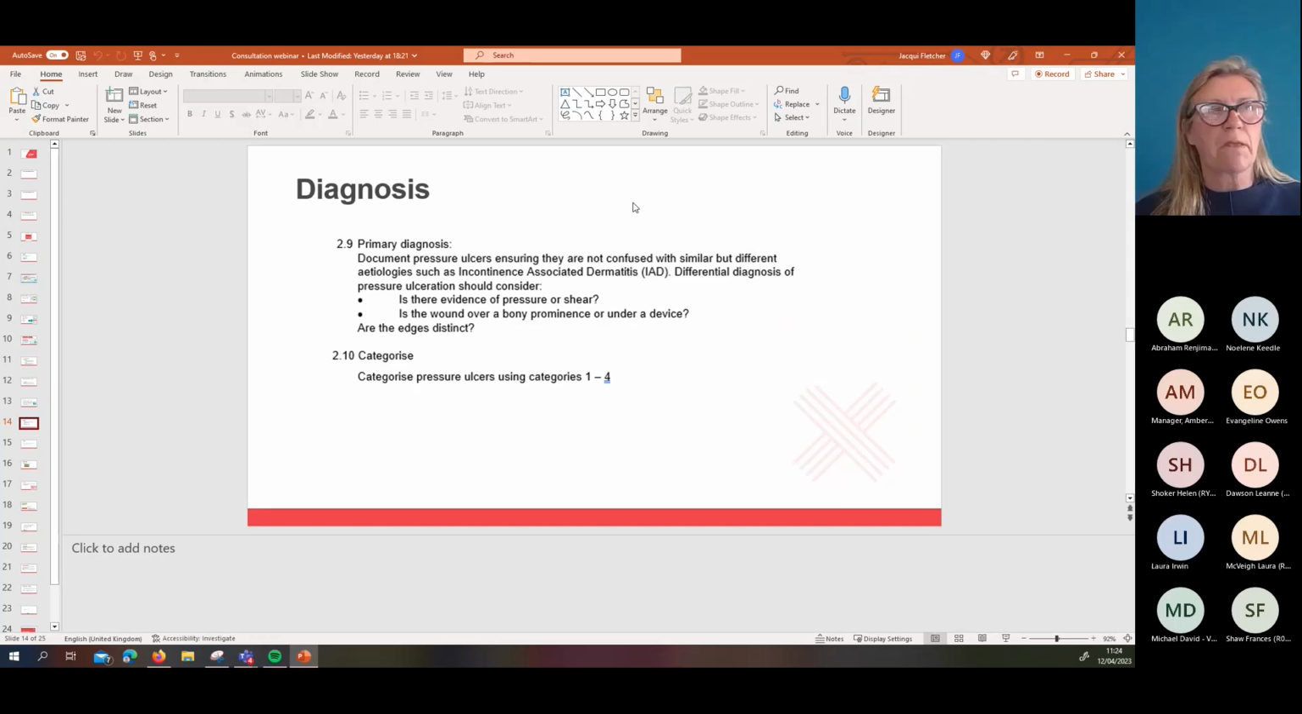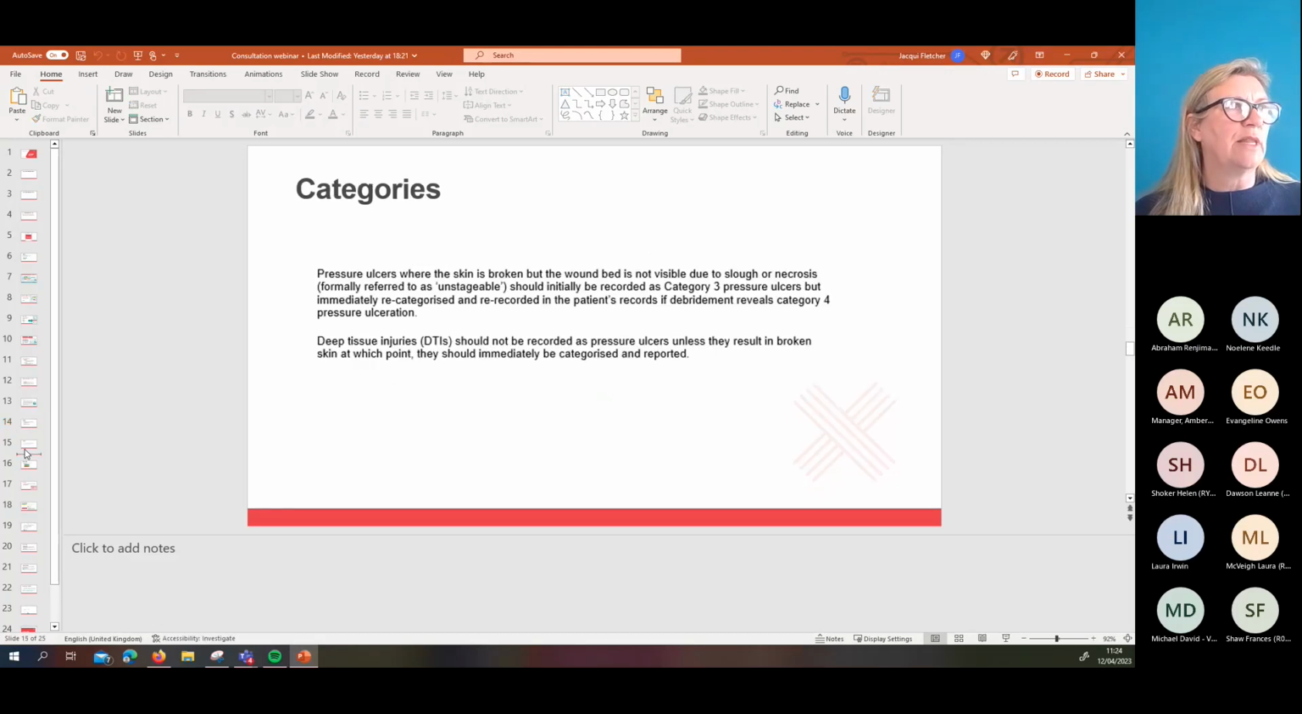pressure ulcer. And in a change to what we've done previously, we are recommending that we use categories 1 to 4. And we'll talk about that in a little bit more detail, and I'm sure it's something that you'll have lots of questions about. So you'll notice that we are missing 2 categories.